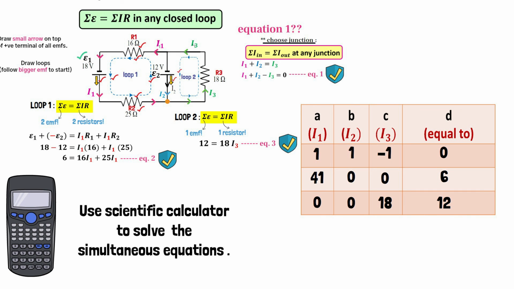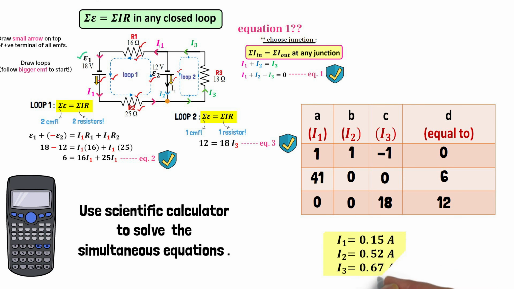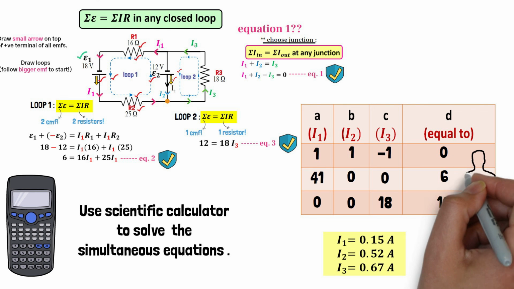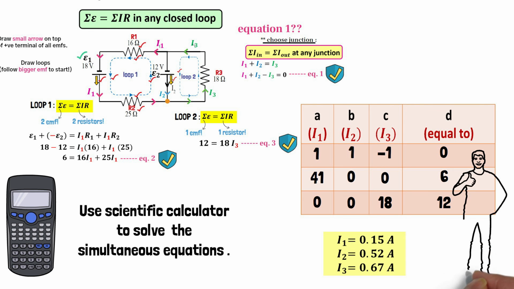So, bila kita tekan kalkulator, kita akan dapat nilai X, Y dan Z. Kalkulator akan tunjukkan nilai X, Y, Z di mana nilai X adalah nilai I1 which is 0.15 ampere. Dan nilai Y adalah I2 which is equal to 0.52 ampere dan nilai untuk current I3 is equal to 0.67 ampere. Okey, jadi kita telah selesai mencari kesemua nilai current. Sekiranya soalan minta kita cari current I1, I2 dan I3 menggunakan Kirchoff rule.